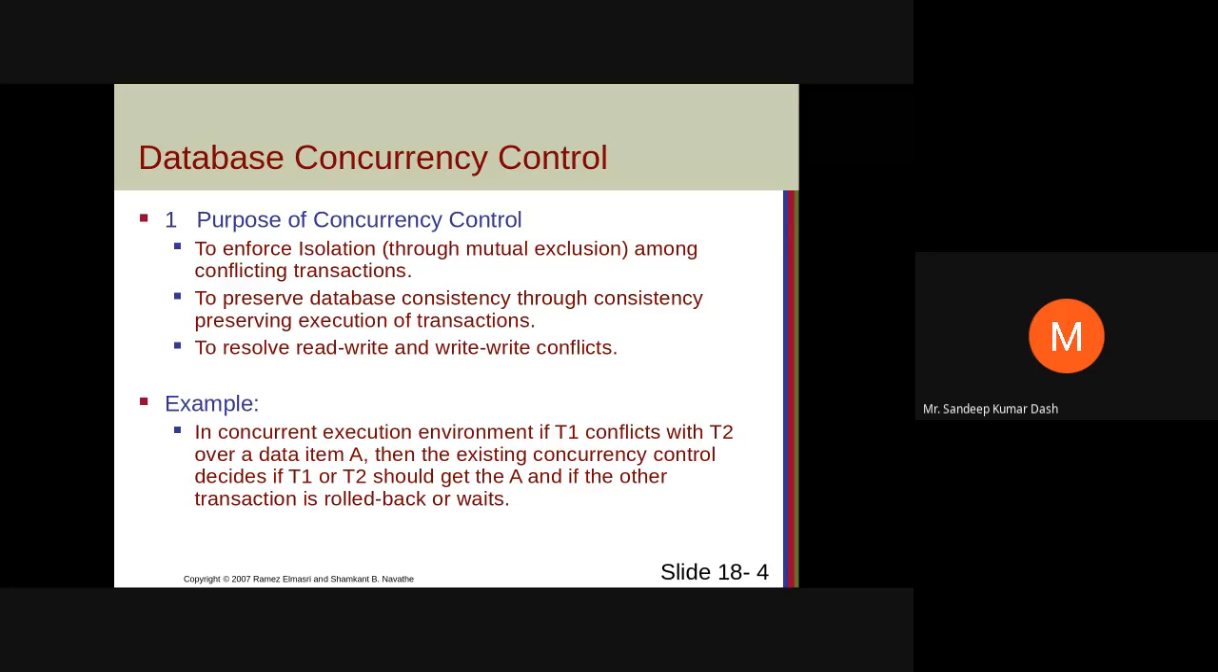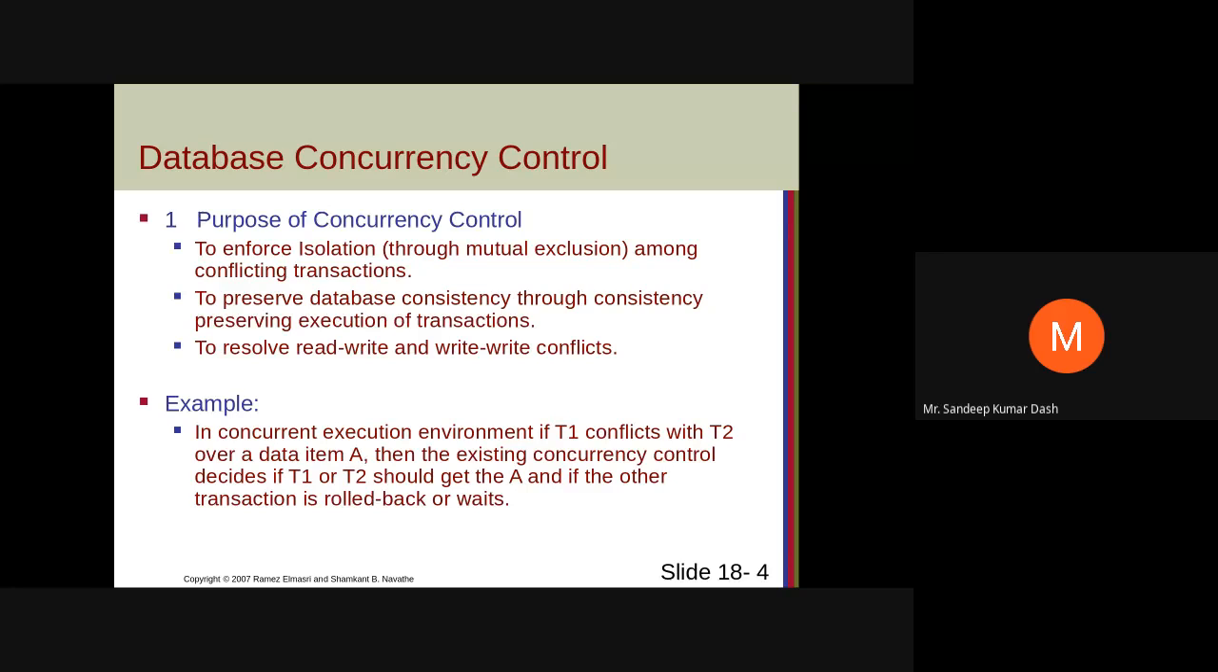Then preserve the consistency. Consistency means the way the database should have been modified or the data item should have been entered. It should be done in that way only. So that is consistency. Then to resolve read-write conflicts.